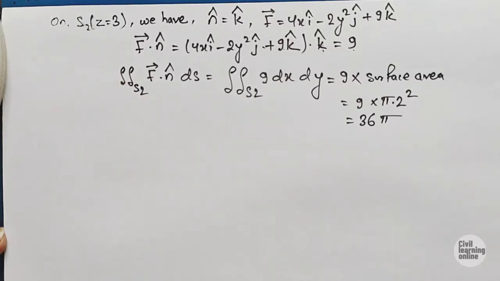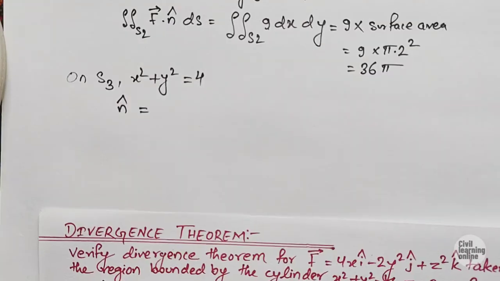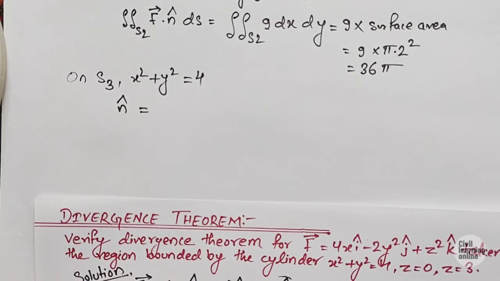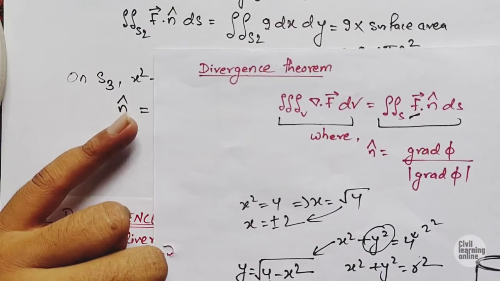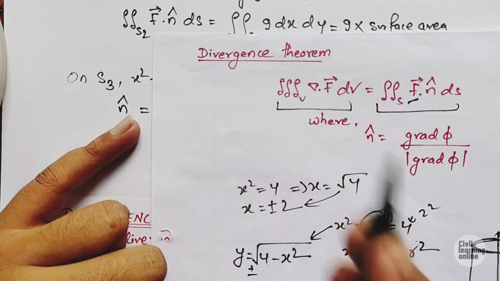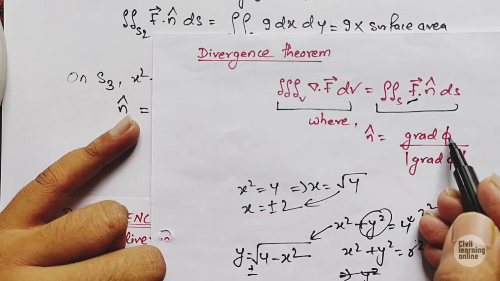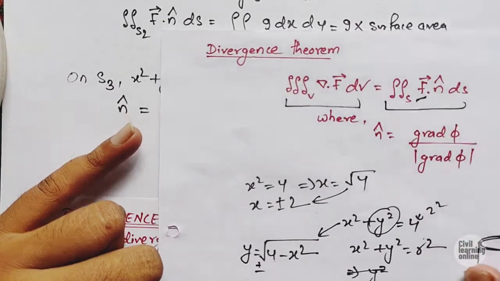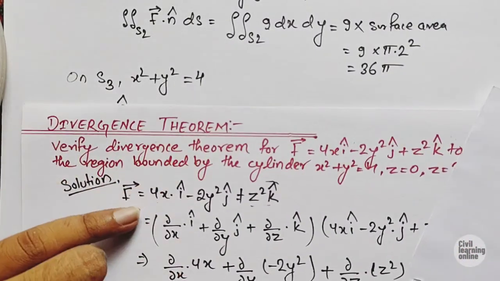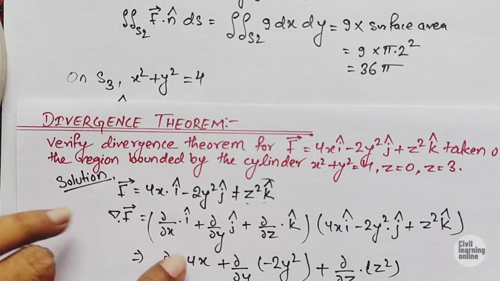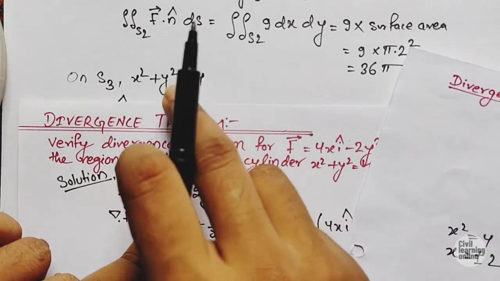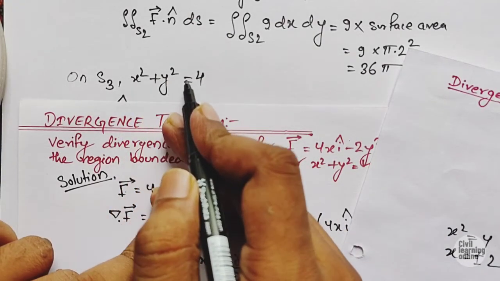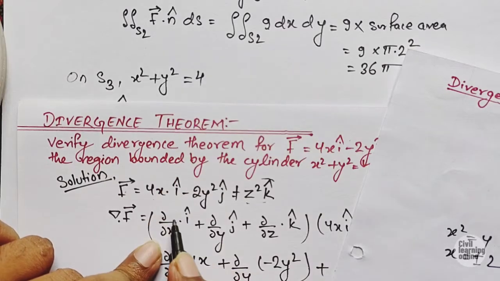Now we will find it for the third surface. We know that n is the unit vector normal to the surface S3, and n cap equals the gradient of phi divided by the magnitude of the gradient. While calculating the gradient, we apply it to the equation x square plus y square minus 4 equals 0.